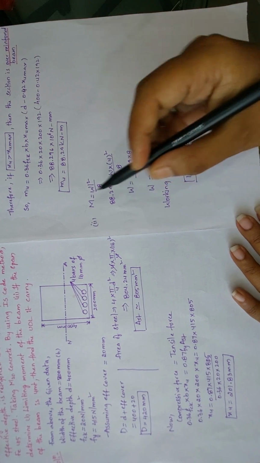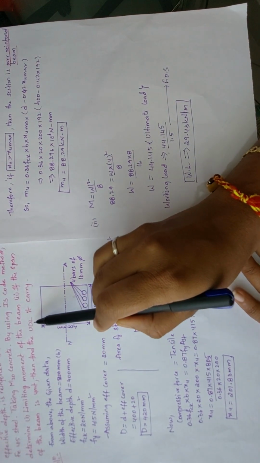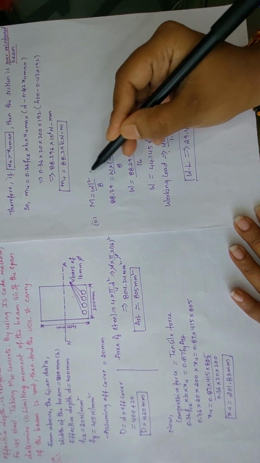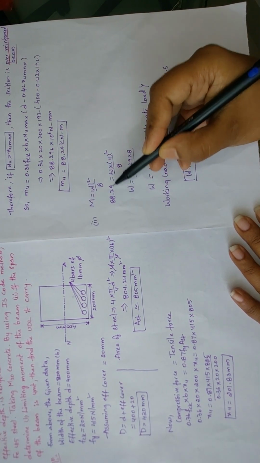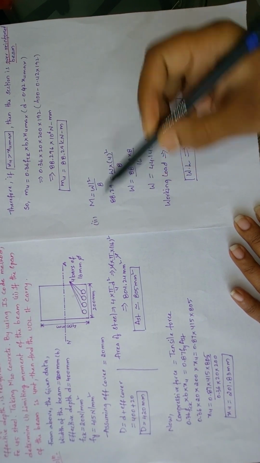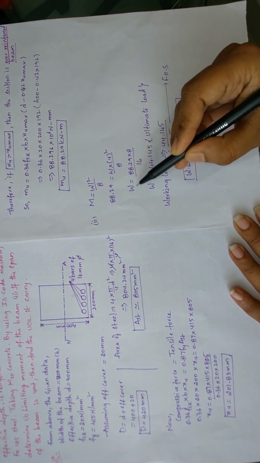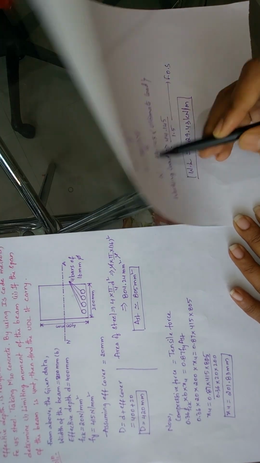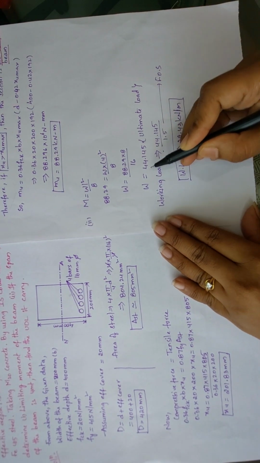Now we will find, if the span of the beam is 4 meter, how much UDL is carried by this beam. For UDL the moment is WL square by 8. Here the limiting moment is 88.29. So 88.29 equals W into L square, the length of the span given is 4 meter, so 4 square divided by 8. So W equals 88.29 into 8 divided by 16. So we will get W ultimate load equals 44.145. So this is the ultimate load.